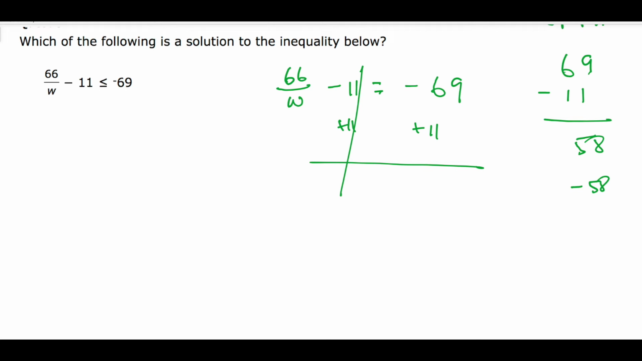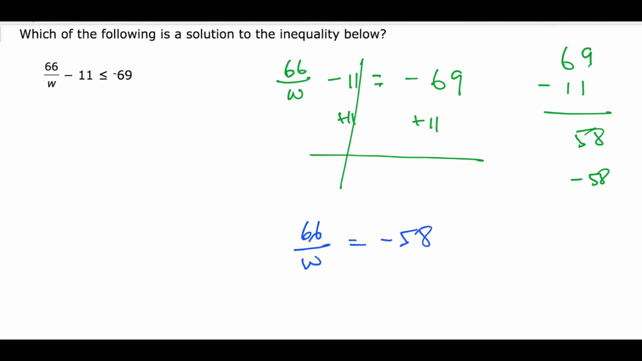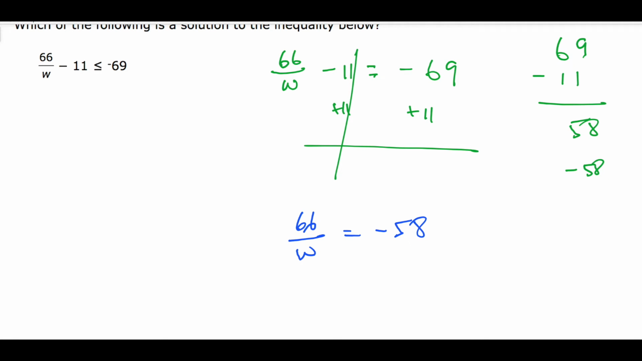All right, so we're basically at this step. We got 66 over W equals negative 58. The way that you did it is you brought the 66 and the W over. So you can instead just multiply both sides by W, W over 1 times W.